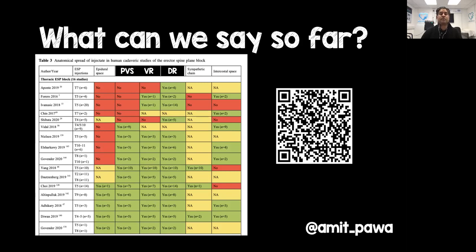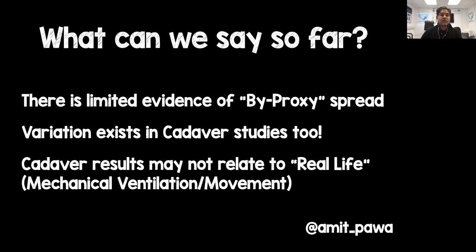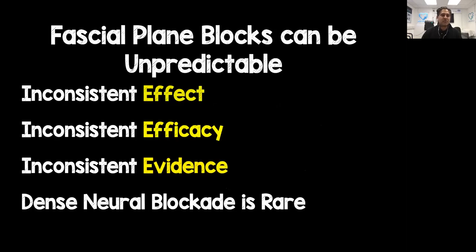So what can we say so far? What we can say is that there is limited evidence of by proxy spread, certainly with the ESP block, and variation exists a lot in cadaver studies. And we know that actually cadaver studies may not mimic real life for a whole host of reasons: ventilation, the way that the cadavers may be fixed or not, the presence of pulsatile flow. There's a whole reason. So cadaver studies can give us only so much information, but there's certainly evidence that you can get spread. So what about controversies with fascial plane block? Well, there are lots, because fascial plane blocks can be unpredictable with inconsistent effect, efficacy, evidence. Actually, it's very rare to get dense neural blockade.